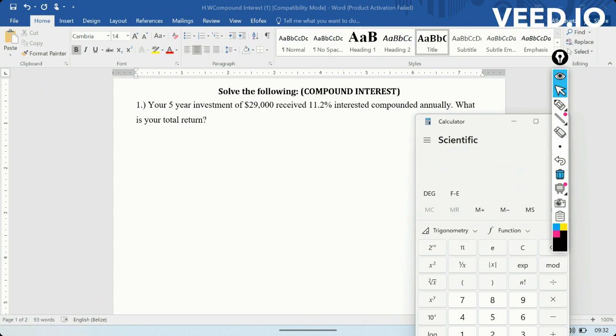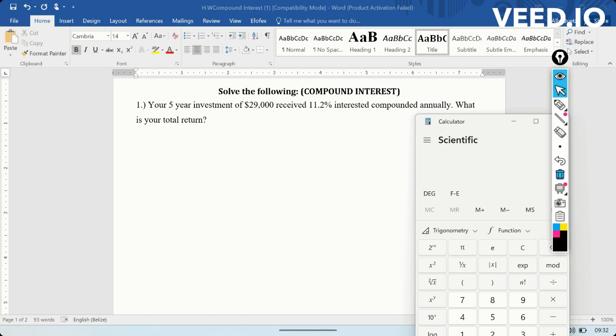So here it says your 5-year investment of 29,000 receives 11.2% compound interest annually. What is the total return? So in this case, you want to find out the total amount plus the interest, all right?